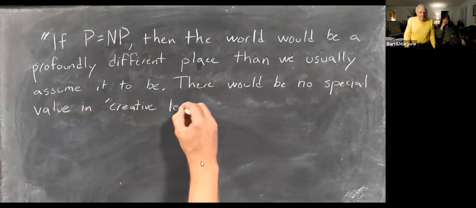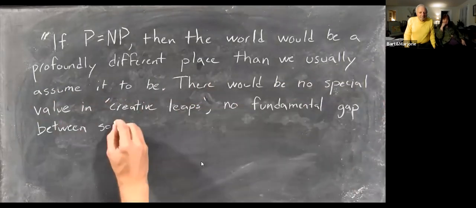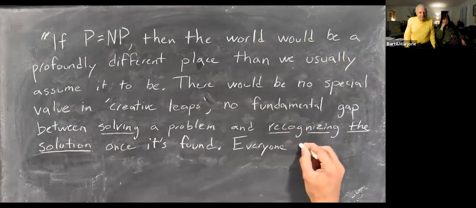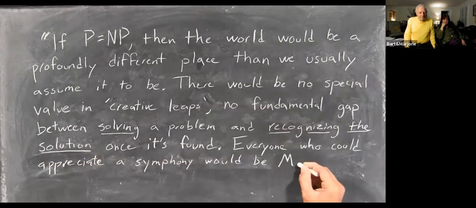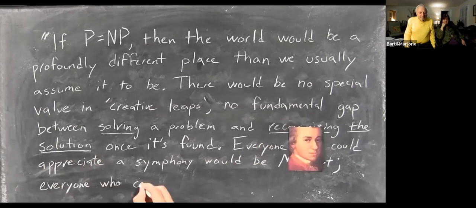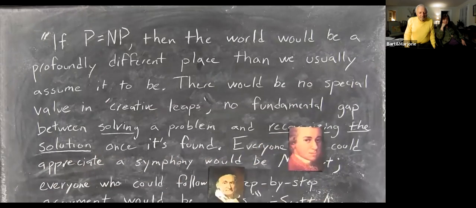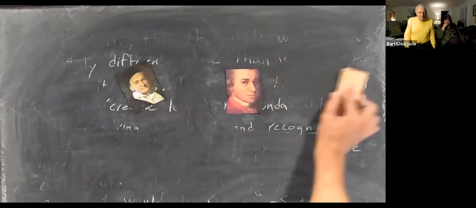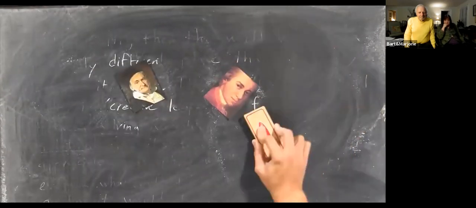There would be no special value in creative leaps, no fundamental gap between solving a problem and recognizing the solution once it's found. Everyone who could appreciate a symphony would be Mozart. Everyone who could follow a step-by-step argument would be Gauss. The world around us, the nature of living things and ideas, of art and genius, is molded around the deep structure of computation. In a very real way, something connected to P versus NP shows up in the struggles of scientists and artists.